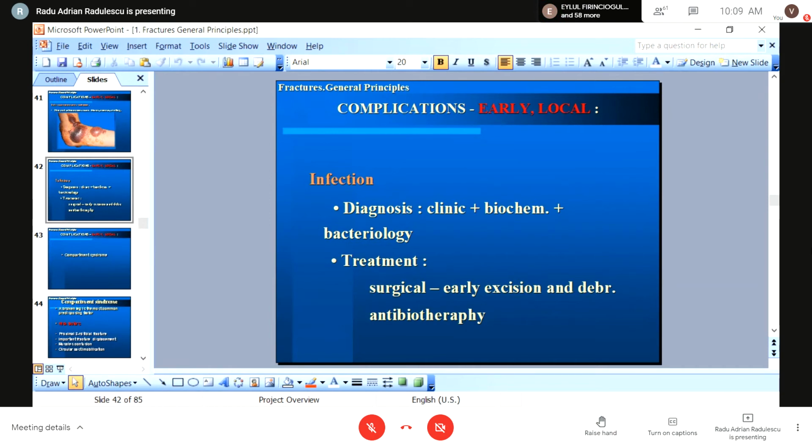The treatment of this infection will have a surgical part and, let's say, a medical part. The surgical part will be done by the excision of the infected tissues, which is called debridement, and also the administration of these antibiotics targeted on that specific germ.